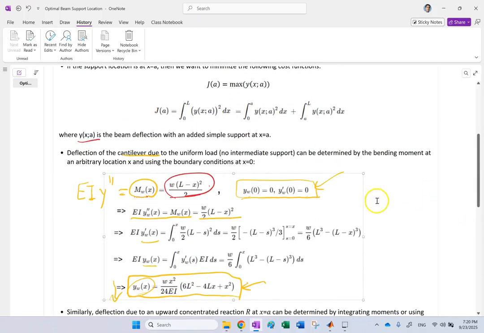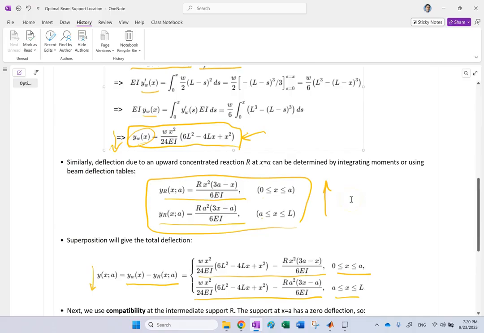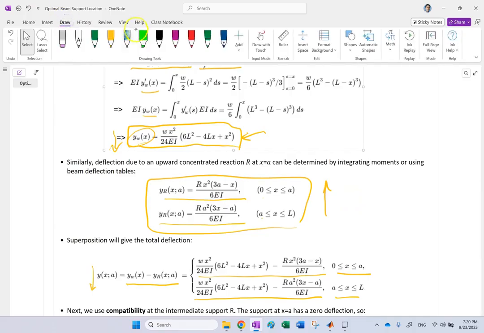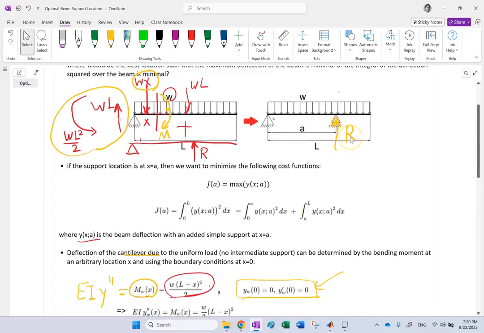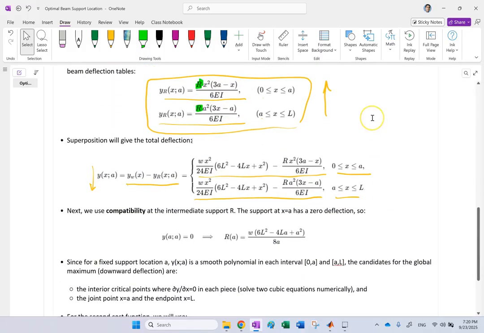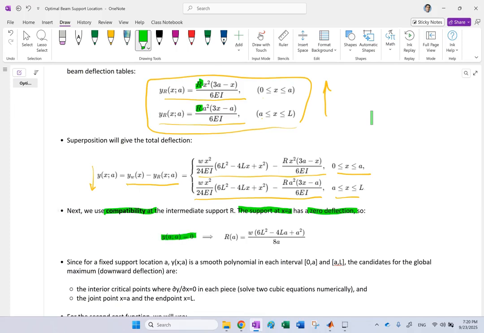Now that we found it, can I plug it into either this one or this one and do the optimization? Not yet, because they are both involving a parameter r that we don't know yet. We say the reaction at the roller is r, but how is r related to everything else? So one thing we have to do is, we know at x of a, since we have a roller, the deflection should be 0. So we use what we call the compatibility condition.